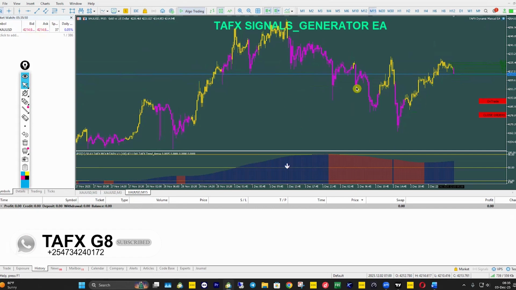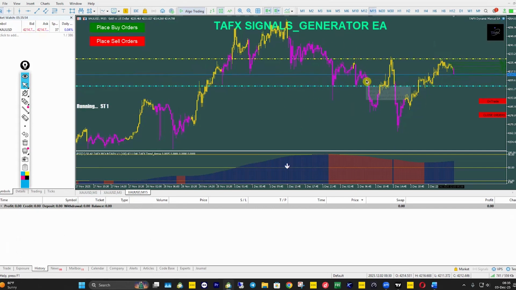So you will receive signals because it's a signal generating EA. You will receive signals from that minute 15 time frame. If it tells you buy, you just click buy. If it tells you sell, you just click sell. So that is the work of the signal generating. When you click sell or buy, you no longer need to do anything. The position will be taken care of by the EA.